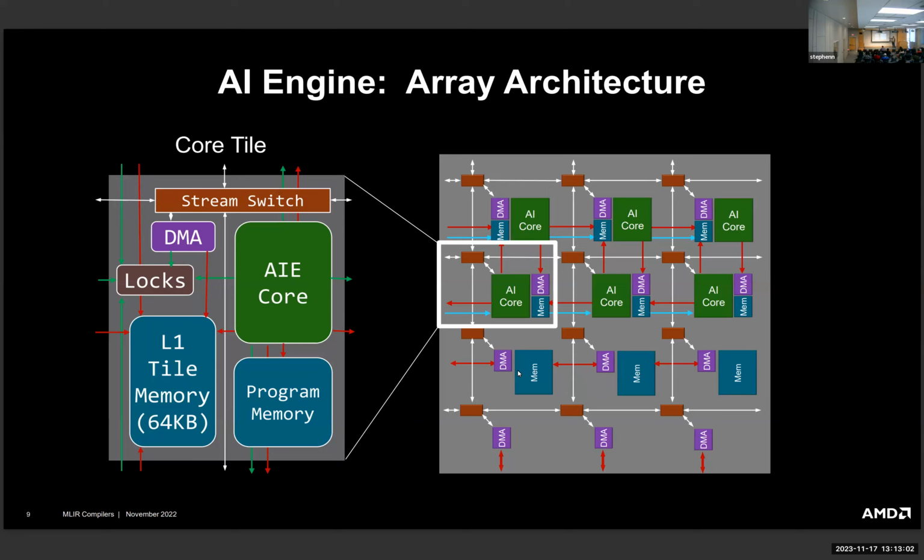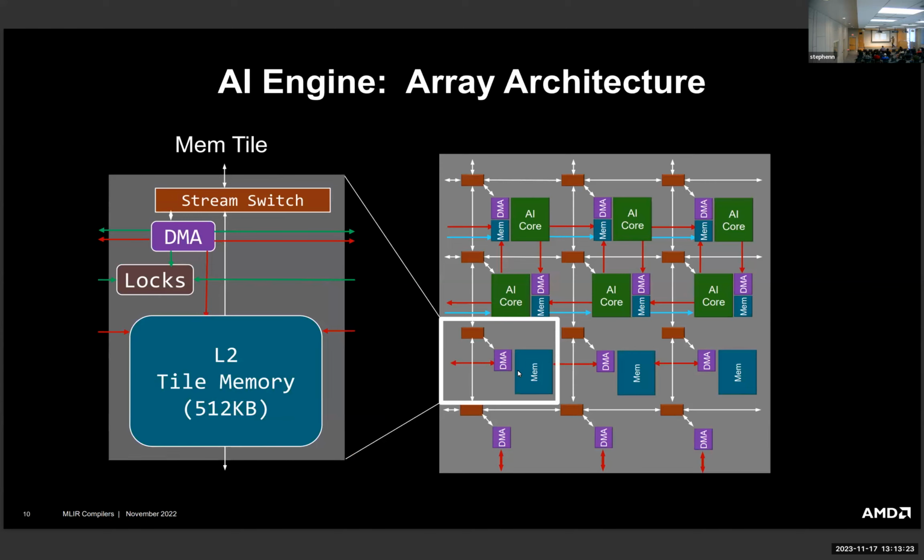You see there's also a block called locks. So the processor and the DMA can synchronize. They need to synchronize. And so there's actually hardware support for lock operations to allow them to coordinate on the access of data.